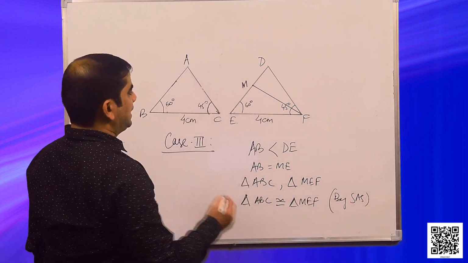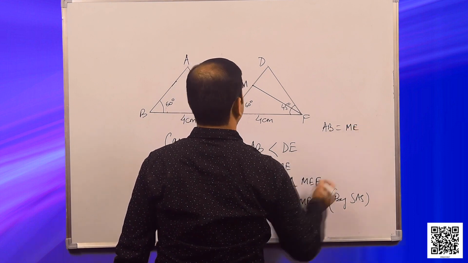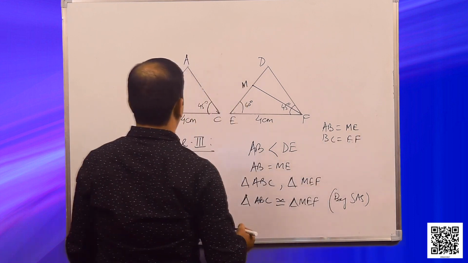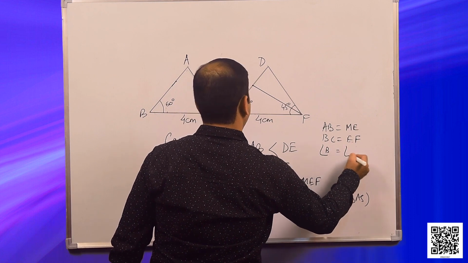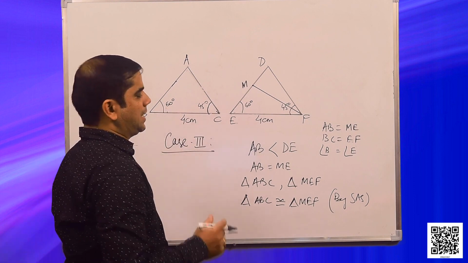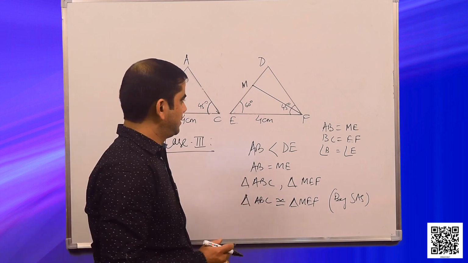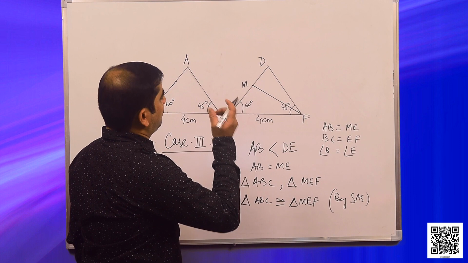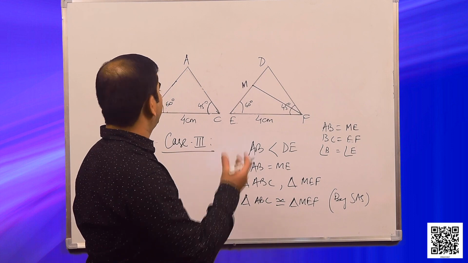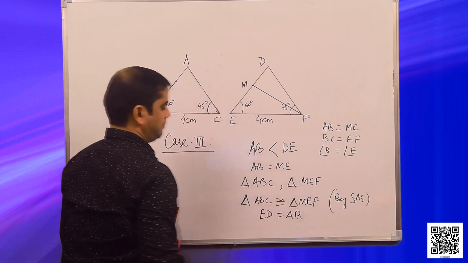Why? In this case, AB is equal to ME by construction, BC is equal to EF which is given, and angle B is equal to angle E which is also given. So, B and E are included angles. So, triangle ABC is congruent to triangle MEF by SAS. Again we can prove that point M and point D coincide with each other. That means ED is equal to AB.